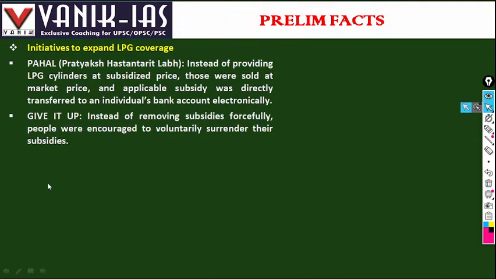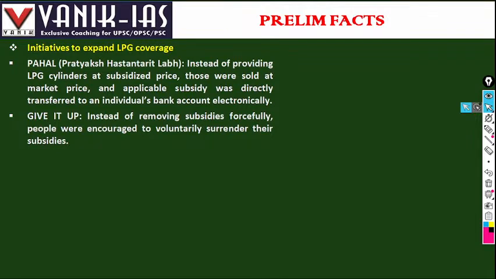Initiative to expand the LPG coverage: the Pahal Yojana, Pratyaksh Hastantarit Labh. Instead of providing LPG cylinders at a subsidized price, these are sold at market price, and the applicable subsidy is directly transferred to the individual beneficiaries' bank accounts electronically.